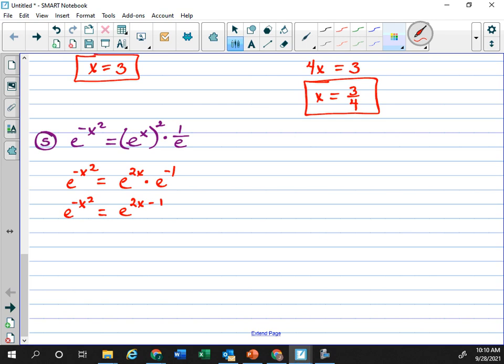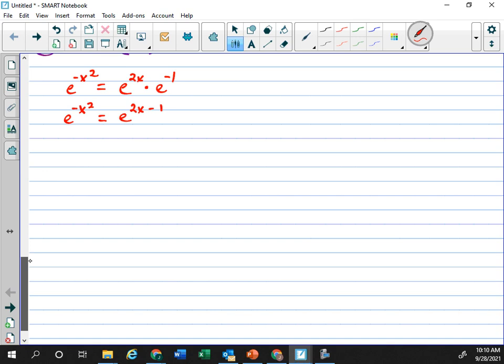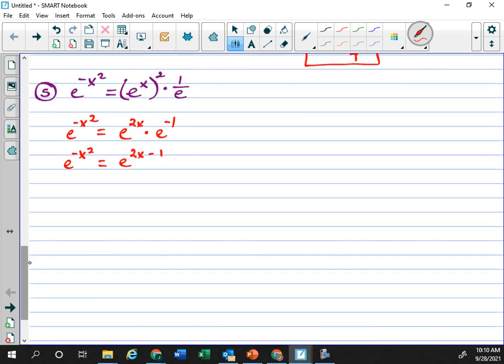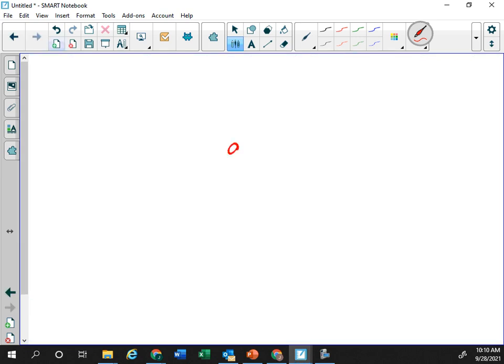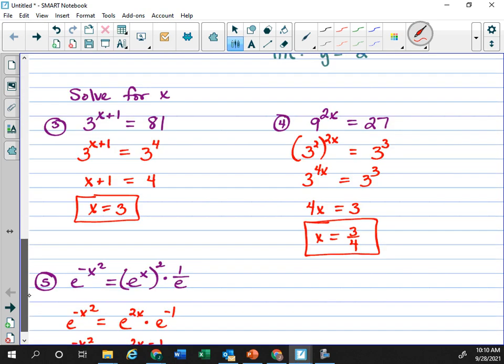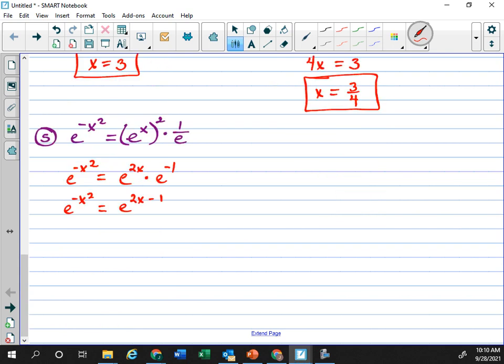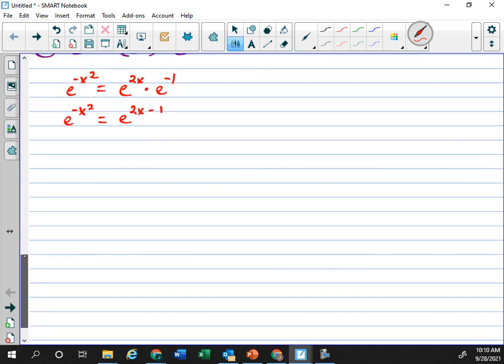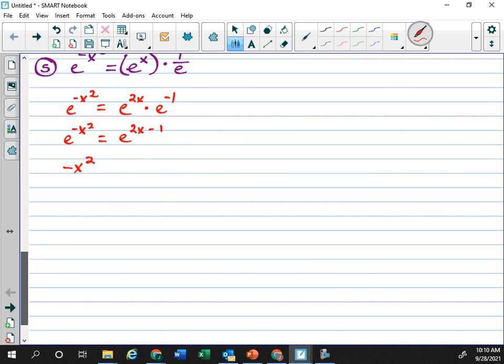Now it's okay. Here, let me move it up a little. Are you good with the e to the 2x times e to the negative 1? Remember when you had, like, let's say I had a cubed times a to the 4th, right? Because you add, yeah, it's that same rule, just looking more complicated. Right. So then I can just set my exponents equal. So I've got negative x squared equals 2x minus 1. I'm going to move the x squared over.